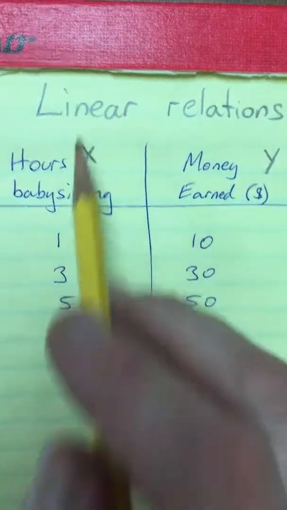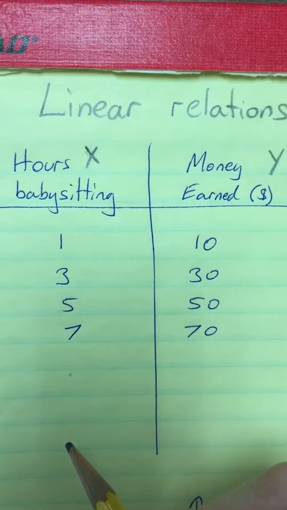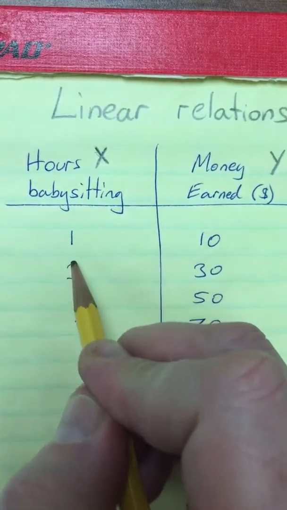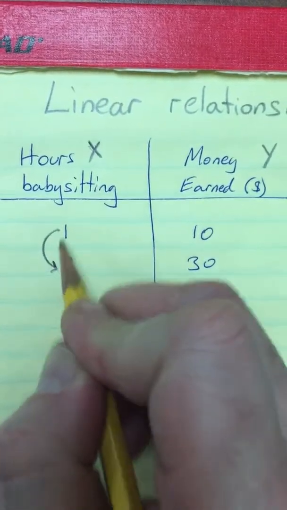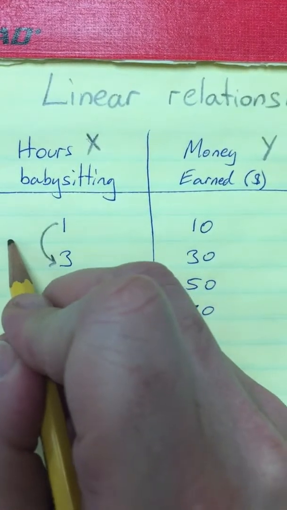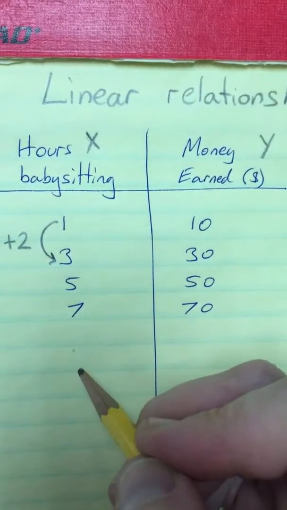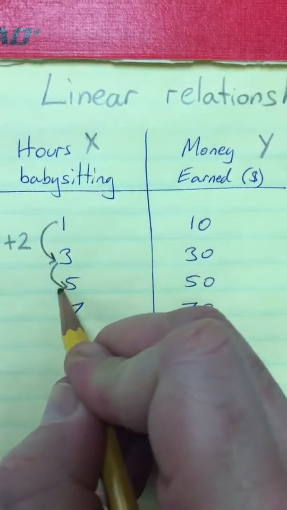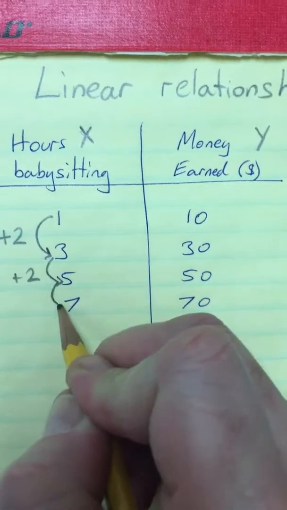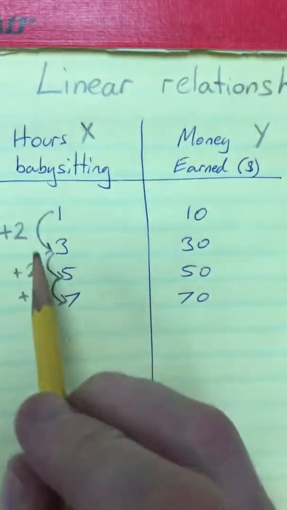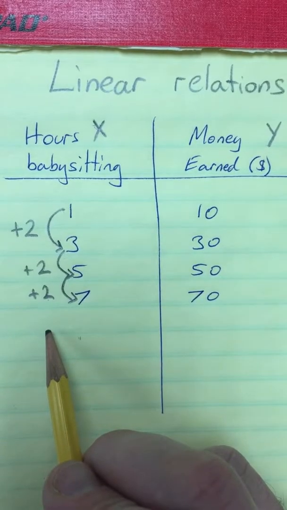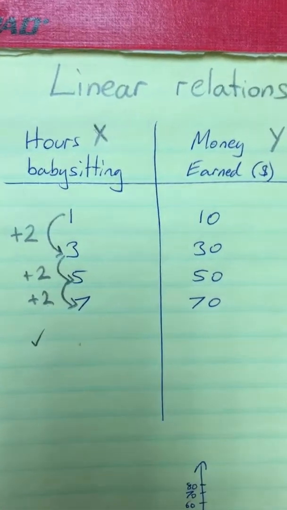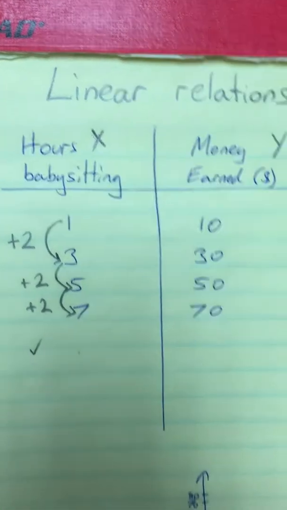When we're finding a linear relationship, the first thing we do is we look at our common difference. So our common difference on our x values, we have a +2, we have a +2, and a +2. So this common difference is the same, +2, +2, +2. So that means we could be linear.